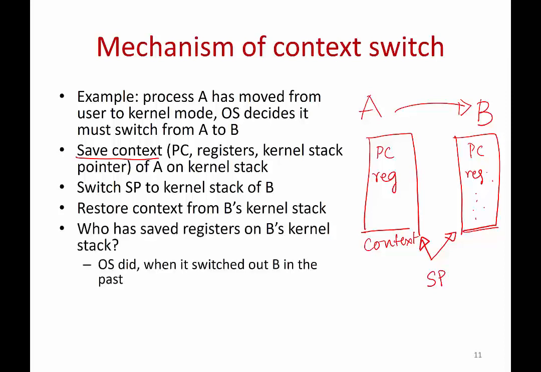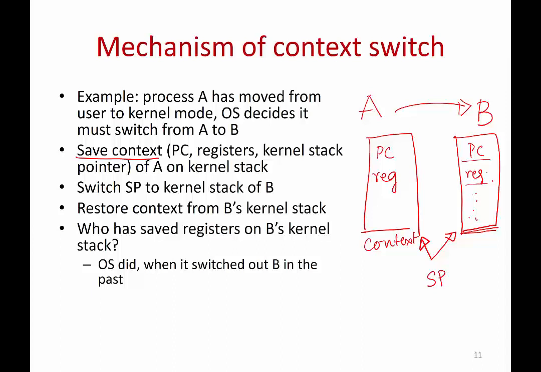So the question comes up, who set all of these registers, the PC and all of that of B? When was this context saved? It was saved in the past when the operating system switched B out, right? In the past, at some point, the OS said, enough of B, let me move on. At that point, whatever program counter and registers were saved, you switch to that and restore from that. Therefore, wherever B stopped in the past, it's going to resume from there, right?